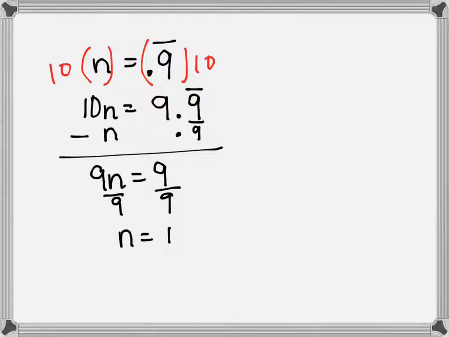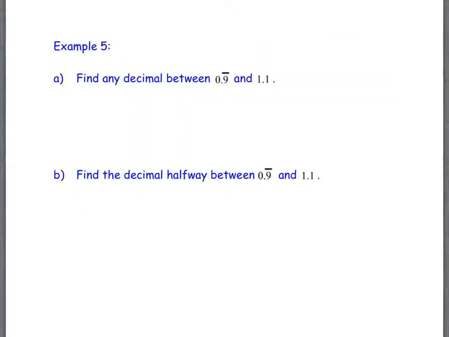0.9 repeating is not less than 1. It's exactly equal to the number 1. That's a crazy math fact. There's several crazy math facts. That's your crazy math fact for the day. Okay? Let's use that fact on this problem that we're going to do, too. This one actually has 0.9 repeating as a value in here, which means I really have the value of 1, right? So this one says to find any decimal between 1 and 1.1.